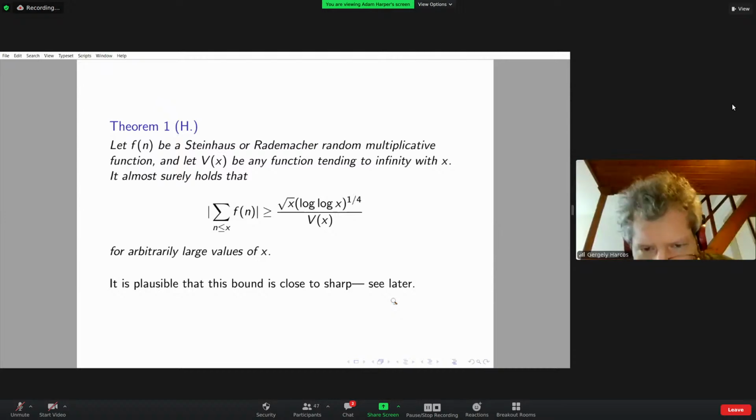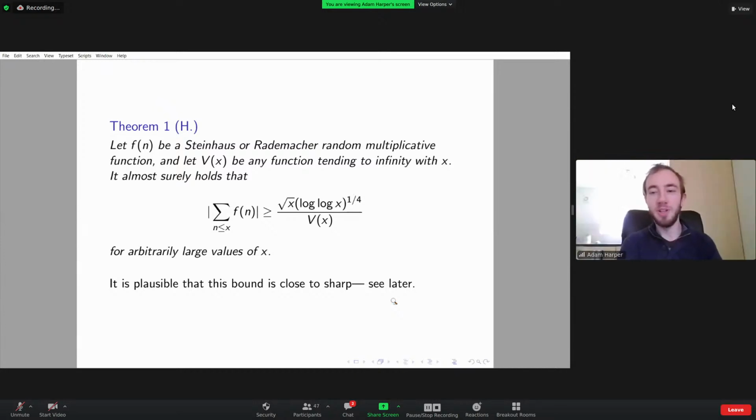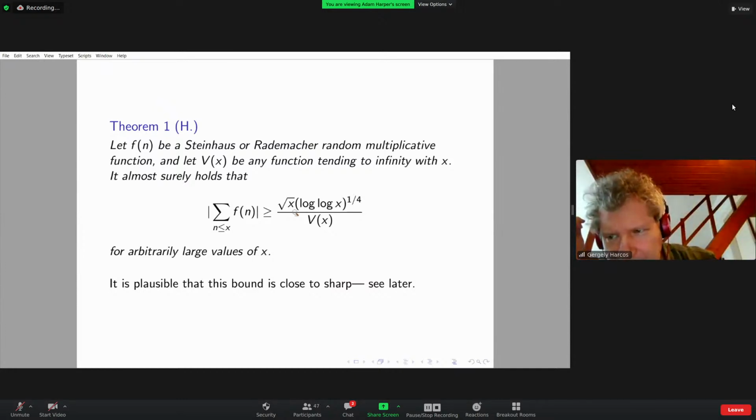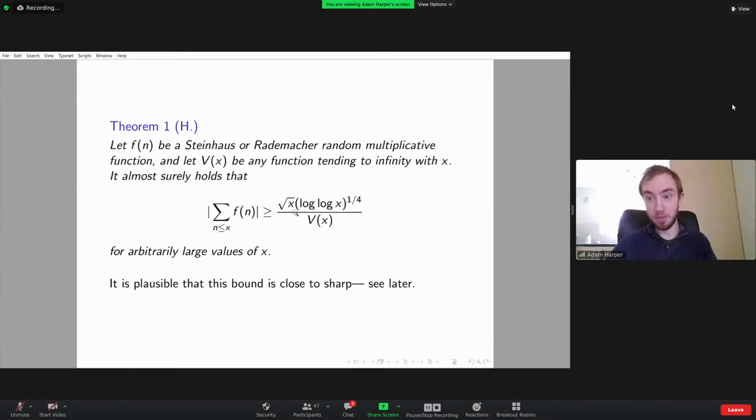So does that indicate that for the Mobius function, this log x to the 1/4 should be the truth? I would say not. Okay. So I think for the Mobius function, there's an alternative conjecture based on random theory, which would be root x log x to the 5/4. That's right. Oh yeah, I remember now. Yes. And in my view, that's much more plausible for Mobius.